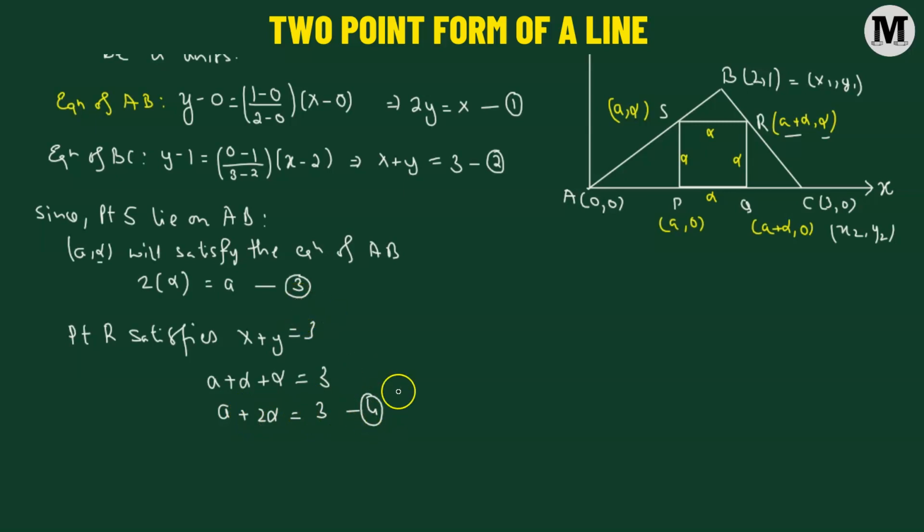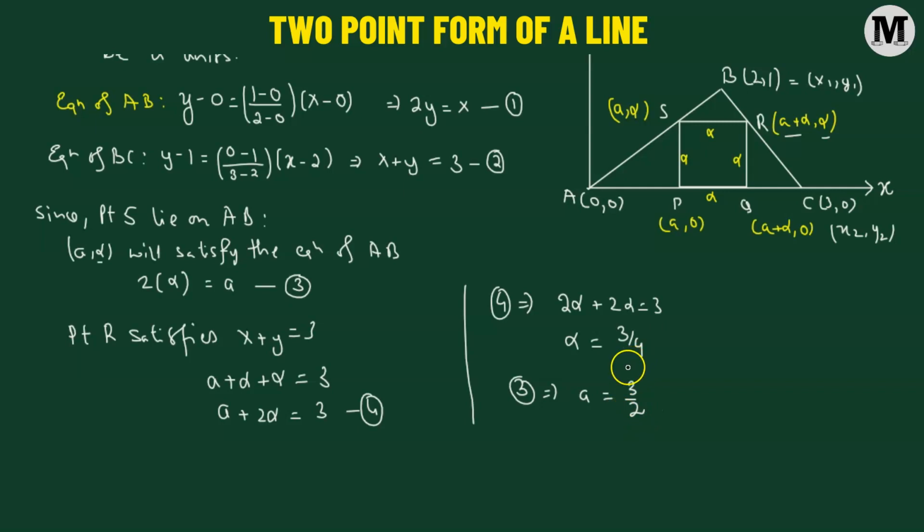Now we will use equations 3 and 4 to obtain the values of a and alpha. In equation number 4, we can replace the value of a with 2 alpha from equation number 3. So we have 2 alpha plus 2 alpha equals 3, which gives us alpha equals 3 over 4. Now that we have the value of alpha, we can also find out the value of a. From equation number 3, the value of a is going to be 2 times alpha, or simply 3 over 2. So now we have successfully obtained the value of a as well as alpha. Now we are ready to find out the coordinates of the vertices of the square.